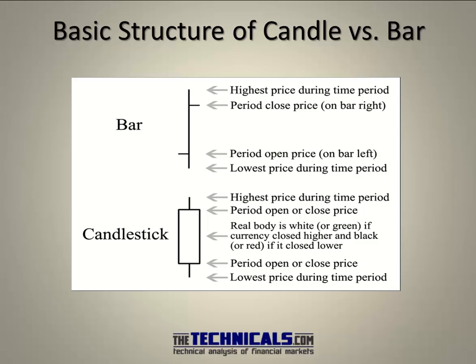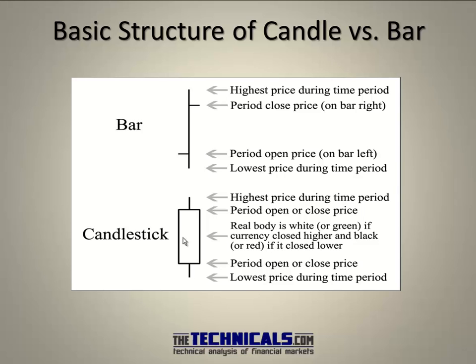Now here are the basic structures of bars and candlesticks. As we can see here with the bar, we have the opening of the period on the left-hand side, the left-hand stem as we can see here. And then we have price going up and down and up within the period, hitting a high up here, hitting a low down here, and then closing the bar and closing the period on this right-hand stem right here.